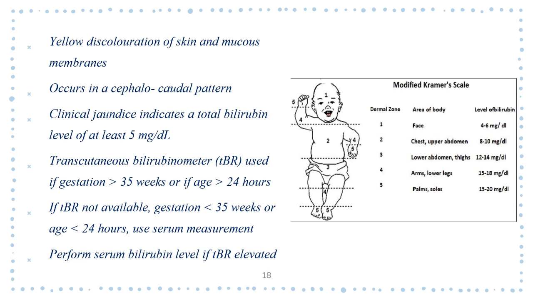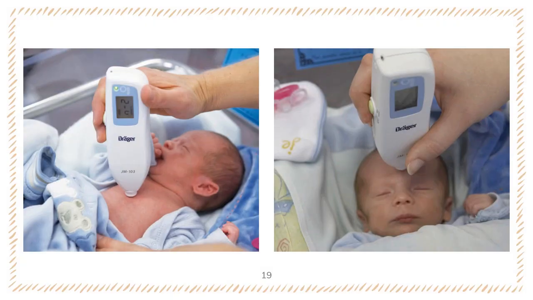So the transcutaneous, you can say, is a kind of screening in an appropriate circumstance, but the treatment and your decision making is based off of the serum bilirubin level. You can see here the transcutaneous bilirubinometer. They are using it over the bony prominence like the sternum or the forehead of the baby.